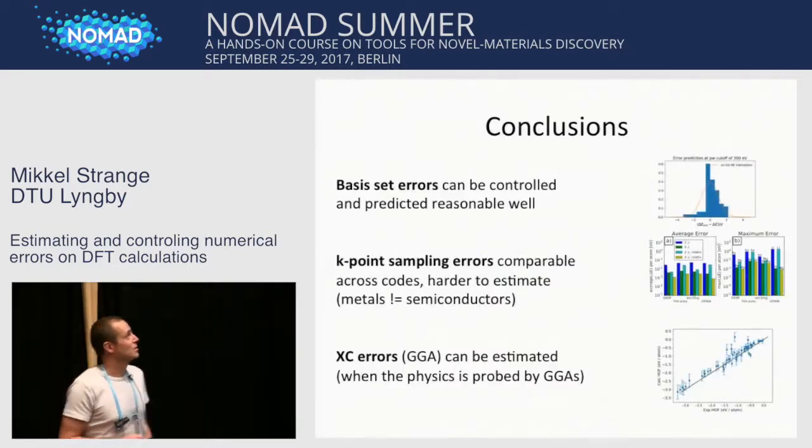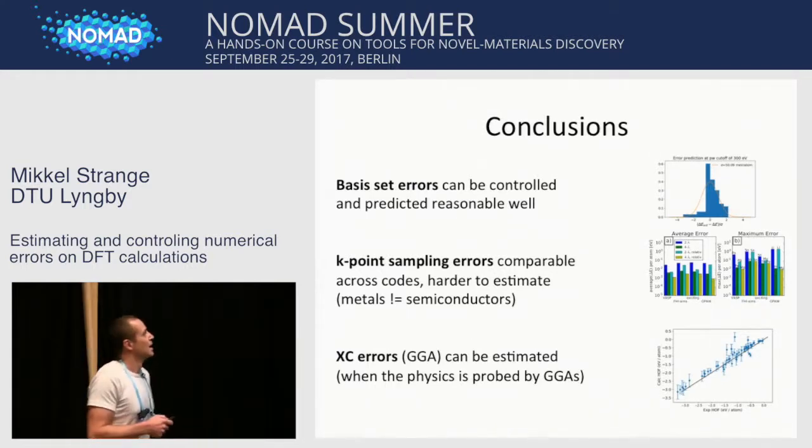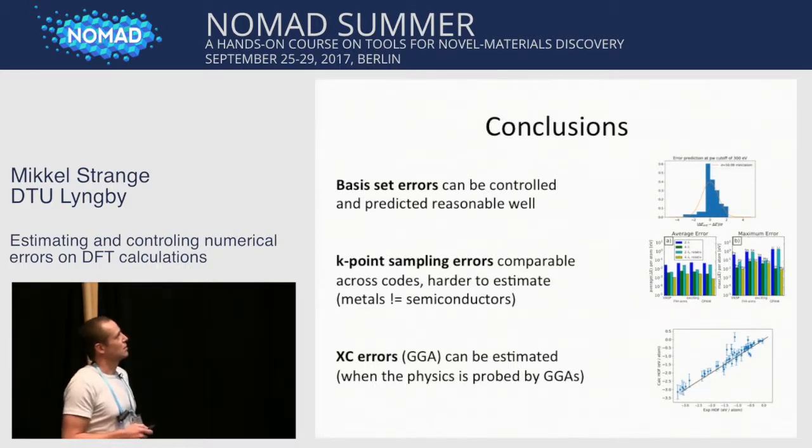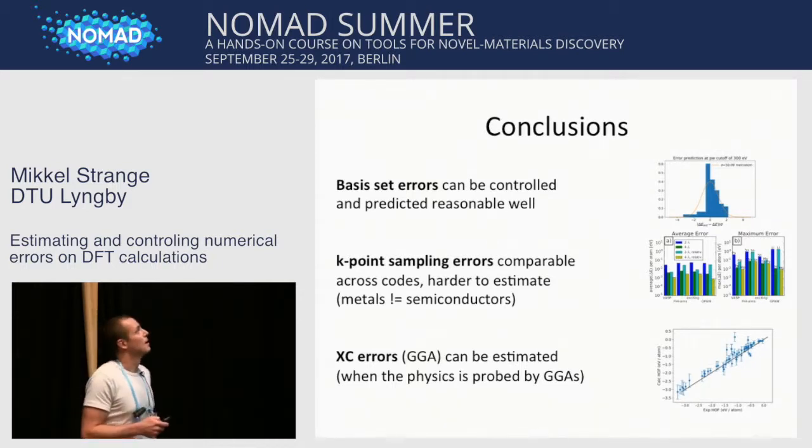All right, so these are the conclusions. I talked about how you can control and predict the errors with this simple scheme using the atoms. We looked at the k-point sampling errors. The good thing is they are comparable across codes. They're pretty hard to estimate; for example, metals are very different from semiconductors, so you can't do that just from the elements. You would have to know about the band gap and so on. And then finally, there was this outlook on XC errors, and they can be estimated, but of course it doesn't work if the physics is not probed by or included in the DFT functionals.